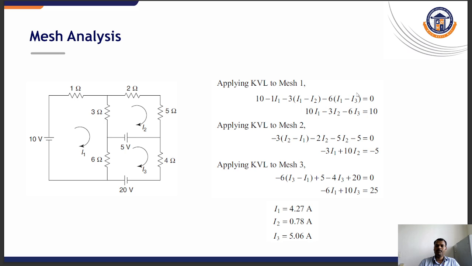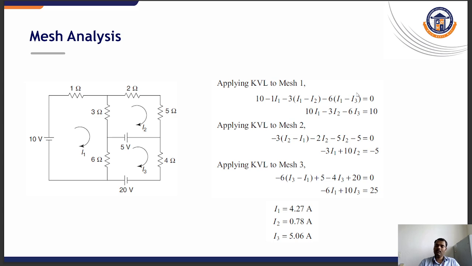When KVL is applied to mesh 1, we can write the equation as 10 minus 1 I1 minus 3 (I1 minus I2) minus 6 (I1 minus I3) equal to 0. Thus by simplifying this, we get 10 I1 minus 3 I2 minus 6 I3 equal to 10. And then applying KVL to mesh 2, minus 3 (I2 minus I1) minus 2 into I2 minus 5 I2 minus 5 is equal to 0. Thus by simplifying this, we get minus 3 I1 plus 10 I2 equal to minus 5.